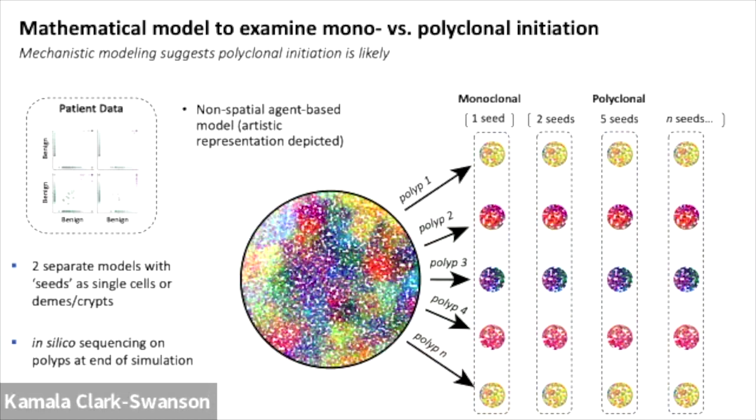So we built a mathematical model to examine this idea of mono versus polyclonal initiation. This is a non-spatial agent-based model. We use two different approaches, where we consider it as a cell or as a deme or crypt. We grow out a single pool of cells to about 10^8 and allow mutations to accumulate within this. Then we sample from this either one seed, which is our monoclonal case, or 2, 5, or N seeds, being our polyclonal cases.